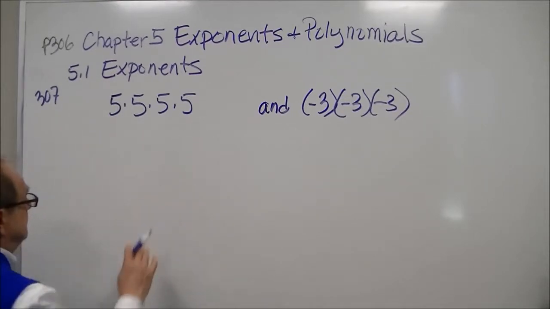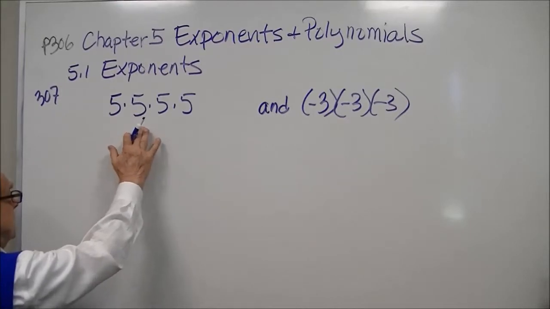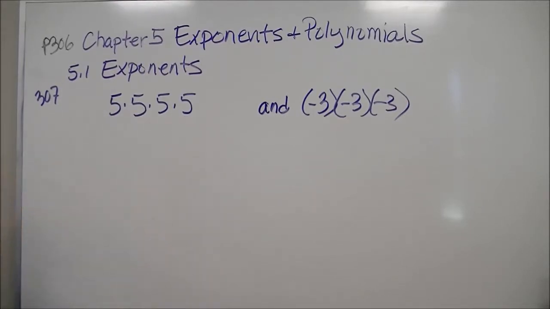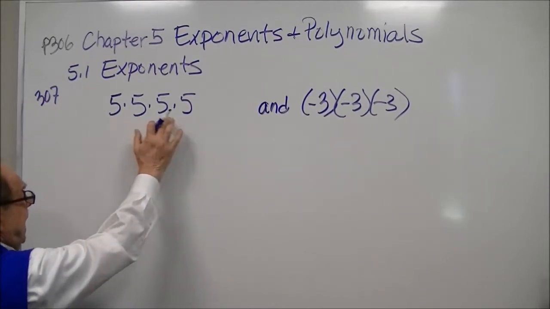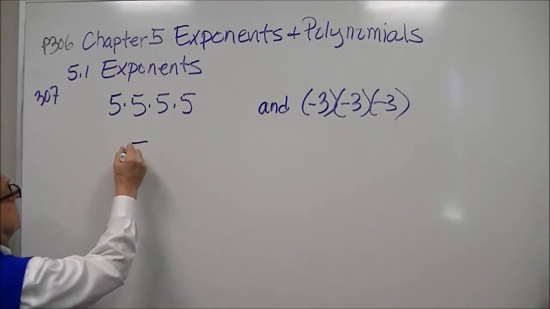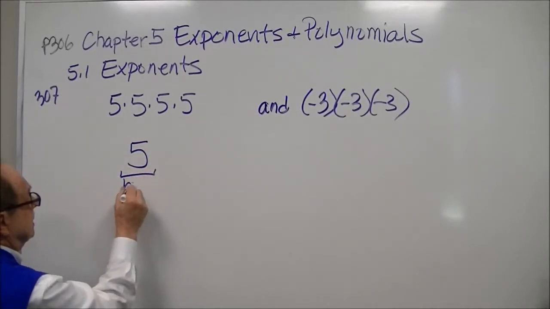Now, when we see something like this in algebra, or arithmetic first, we have the factor 5 times 5 times 5 times 5. Is there a kind of mathematical shorthand that is used for showing something like this? And the answer is yes. We take the basic factor, which is 5, and we call that our base.